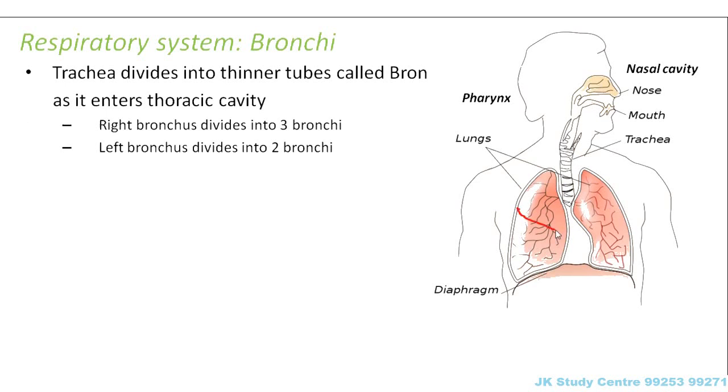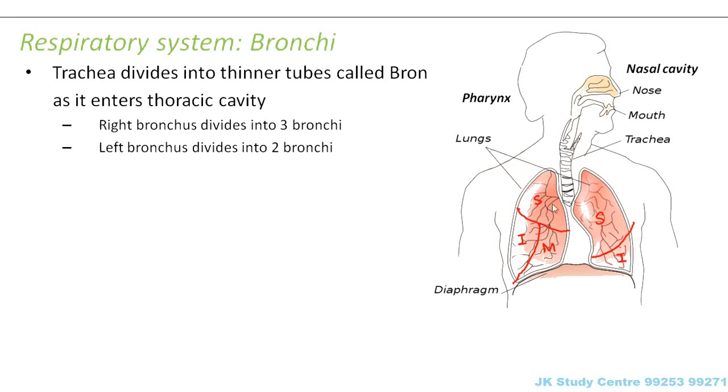Let me divide the lung into the different lobes. So this is the superior lobe, this is the inferior lobe, this is the middle lobe. And here we have the superior lobe and the inferior lobe. Now once the trachea enters into the thoracic cavity, what happens? It has to enter into the lungs now. Right? So while entering into the lungs, this entire thick tracheal tube doesn't enter itself. So it divides into branches, and these branches are known as bronchi.